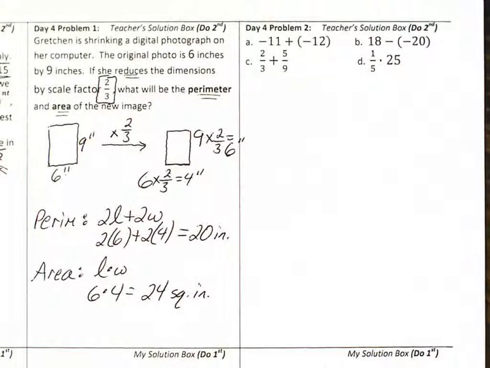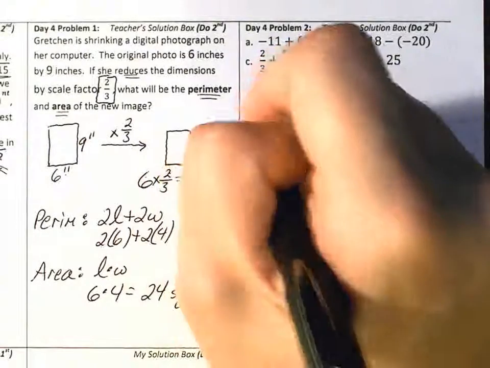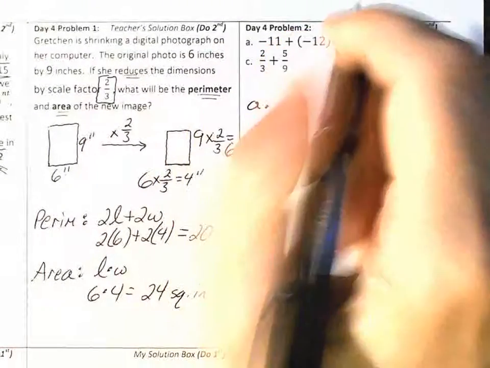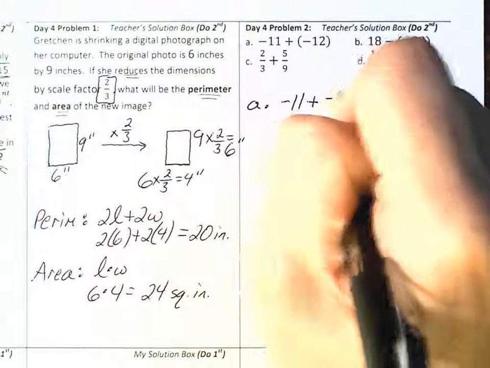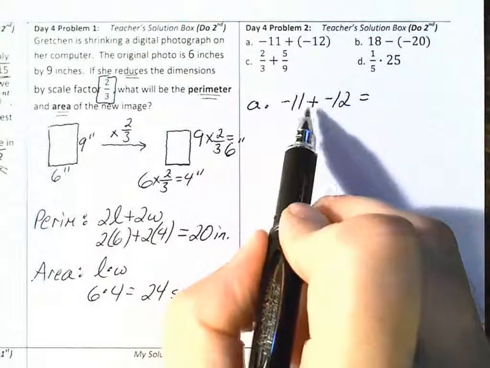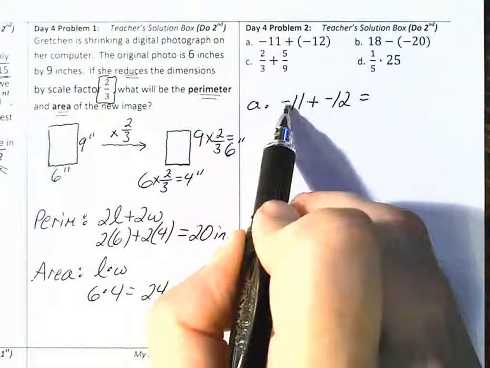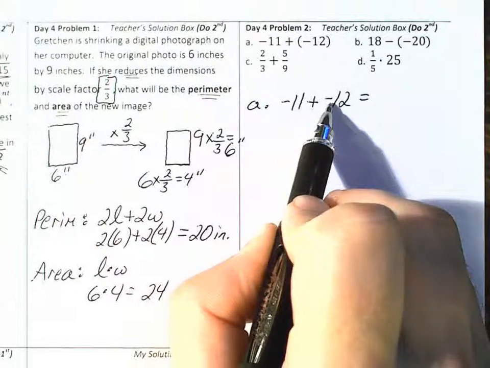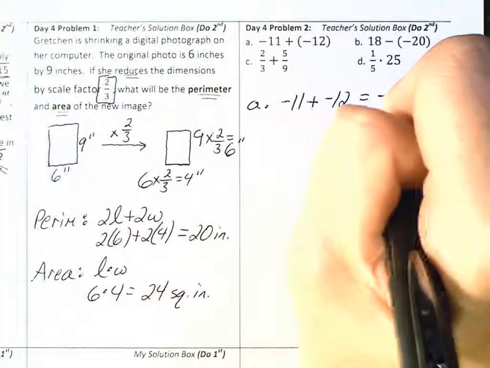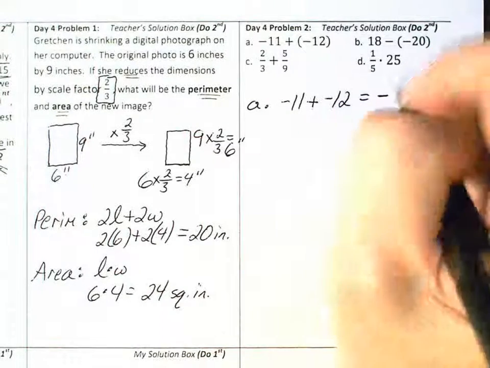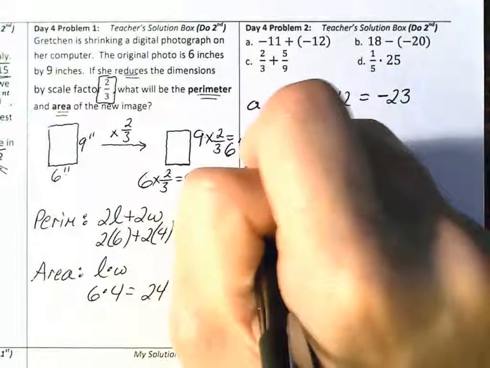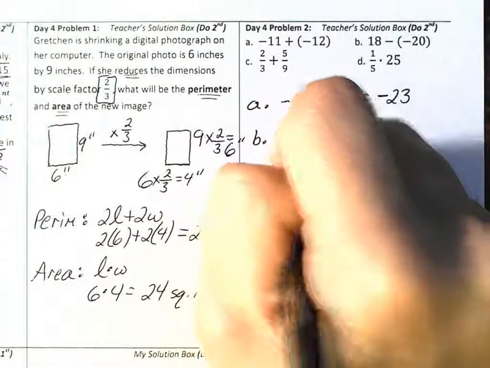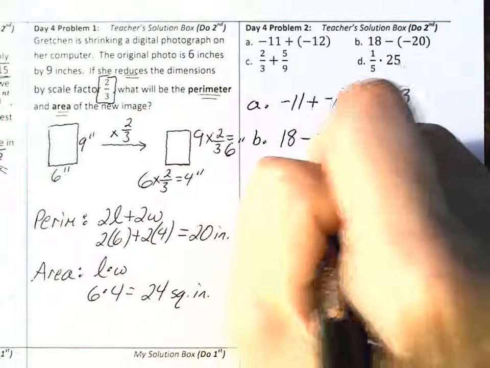Now day 4, problem 2. There's 4 questions here, so let's just tackle them one at a time. Question A, -11 plus -12. This is an adding question, and both numbers being added are negative numbers. So the answer is a negative number, and 11 plus 12 is 23. So -23.